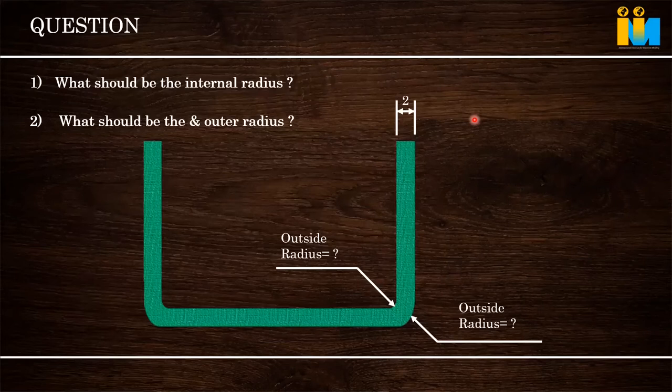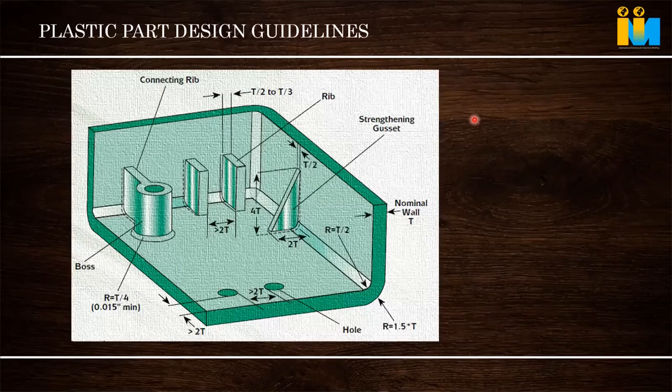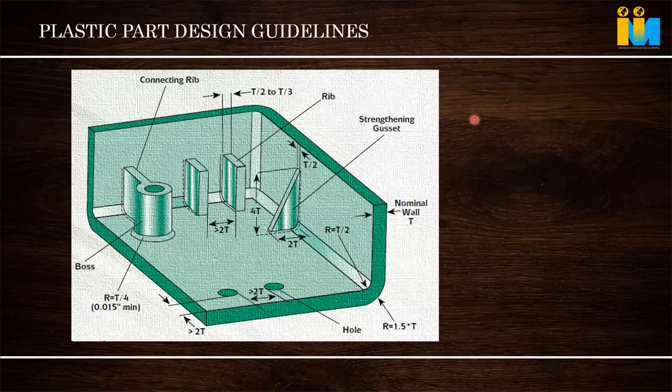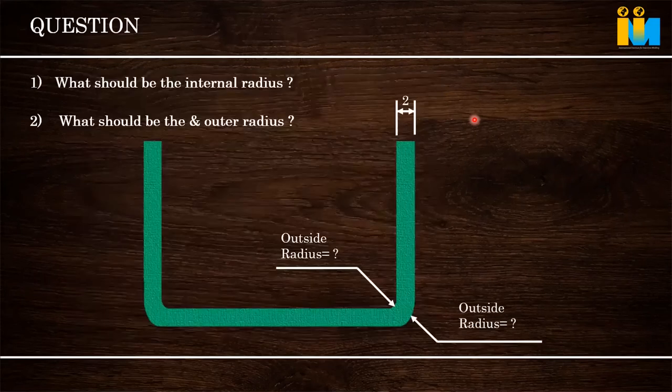Who can answer? Half of the wall thickness. Pardon? Half of the wall thickness. Okay, right, 2 mm. Yes. The wall thickness is 2 mm, so it's 2. Then outside? 1.5. Okay. If we give half here and 1.5 here, then this distance will be the same 2 mm. That's what we have to see.